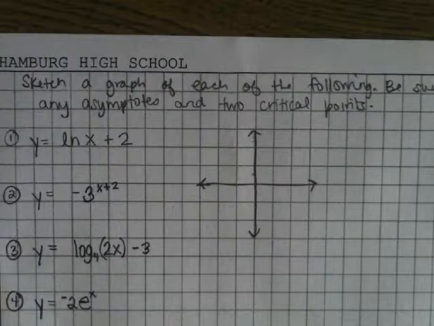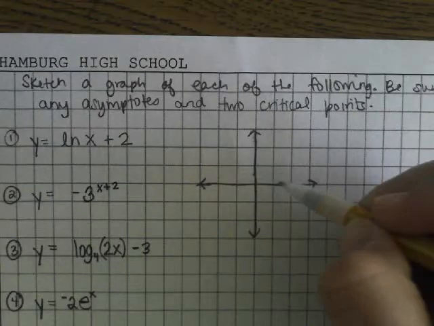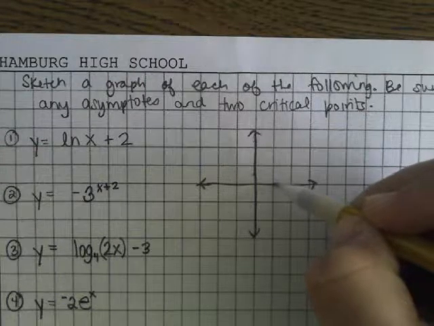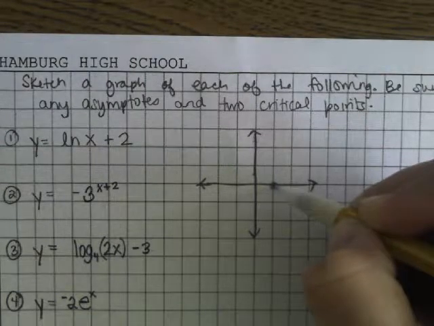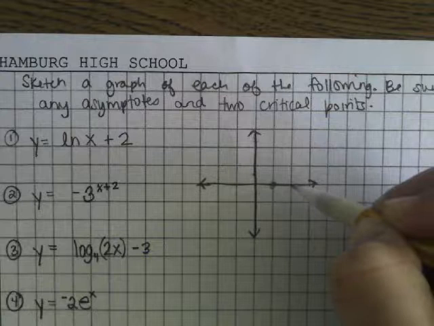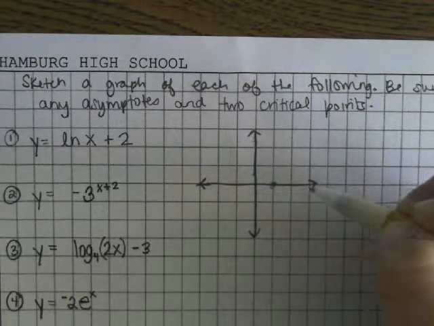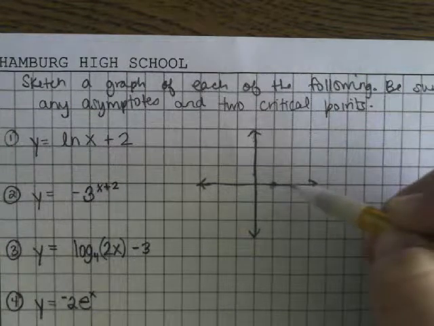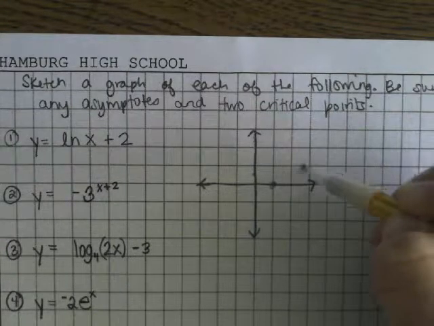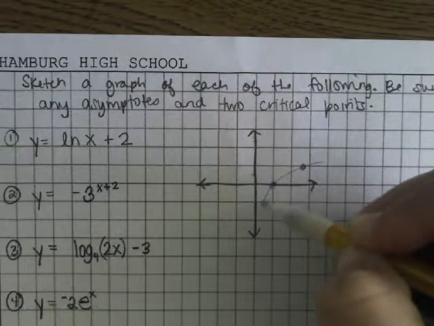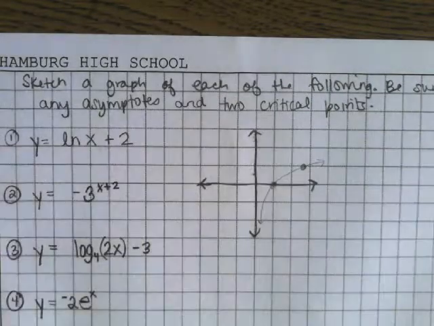And this is our natural log parent graph shifted up 2 units. So very lightly, your parent graph is going to have (1, 0). E is approximately what number? Do you know? 2.7. So approximately (2.7, 1). And then very lightly, because this isn't my actual graph, there's your parent graph.